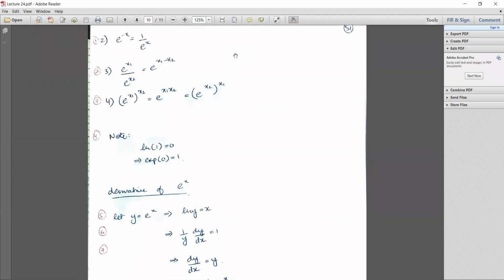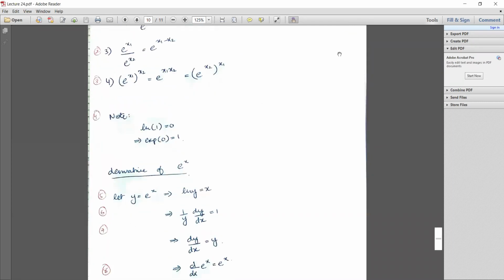Okay. All right, so any questions before we derive the derivative of e to the x?